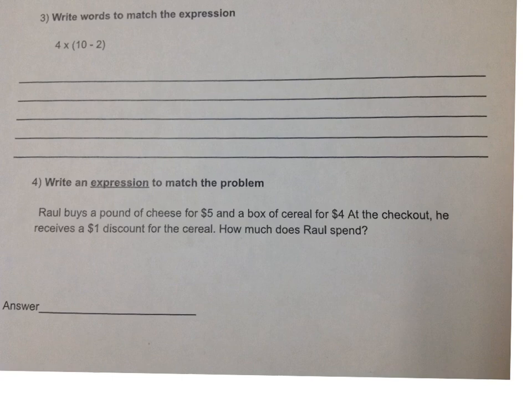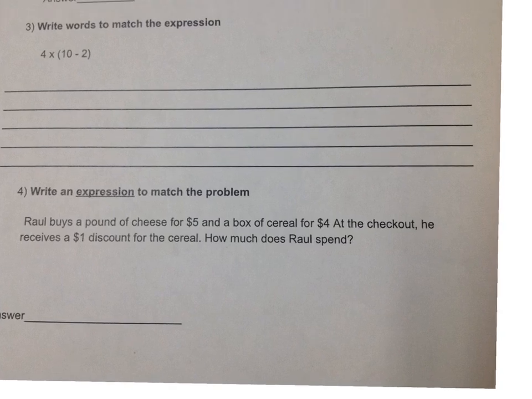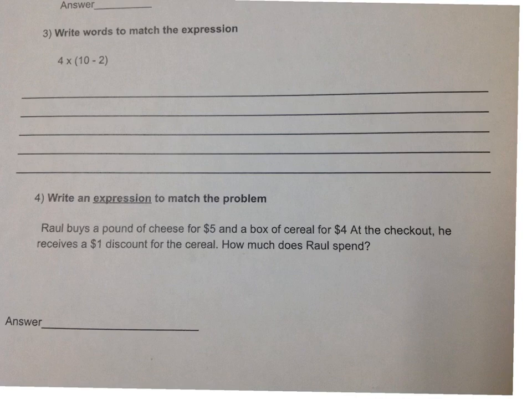So Raul went into the store and he probably made his selection of the $5 cheese first and his $4 box of cereal. He probably chose those in the store and then went over to the cash register, and the person checking Raul out decided to take $1 off for a discount on the cereal. So how much does Raul spend? Well, remember, we're going to solve what's in the parentheses first. So 5 plus 4 is 9, take away 1, and that would give a total of $8 that Raul spent.